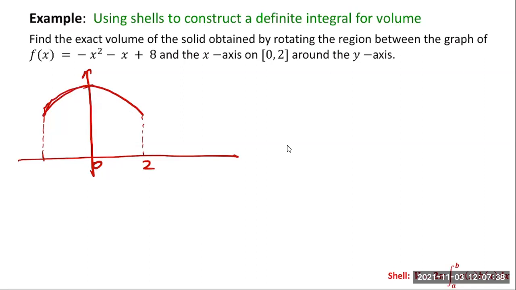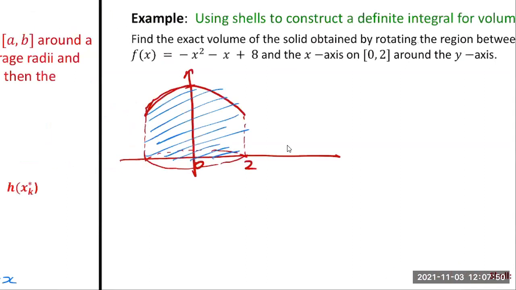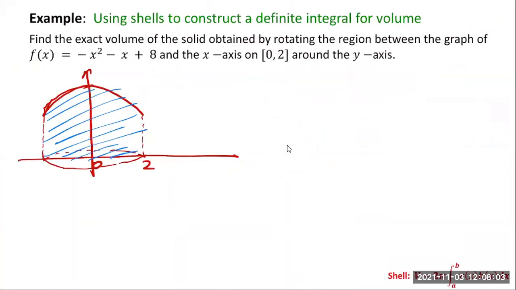This is a solid, okay? You need to understand that this is going to be a solid at the end of the day. How do you find the volume of that solid? Well, thanks to this definition, we have a formula. The volume of the solid is given by 2 pi times the definite integral of this function, R(x) H(x). Can we identify our R(x) and H(x) in this case?